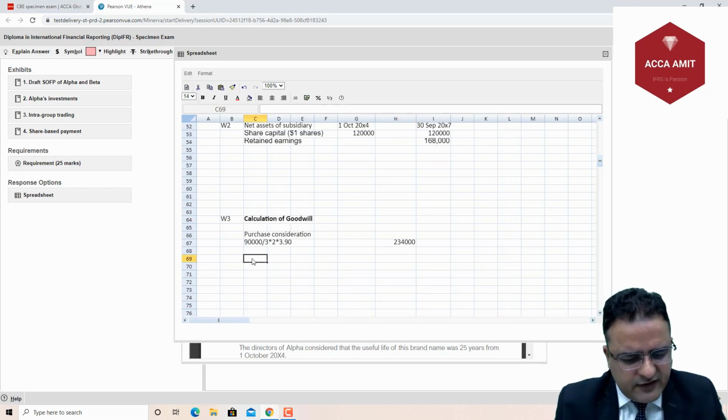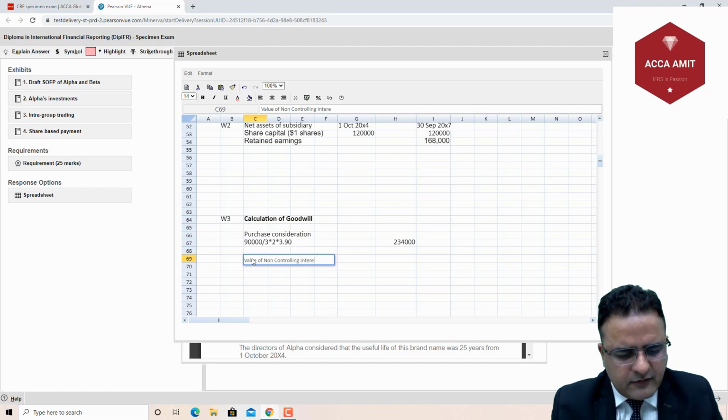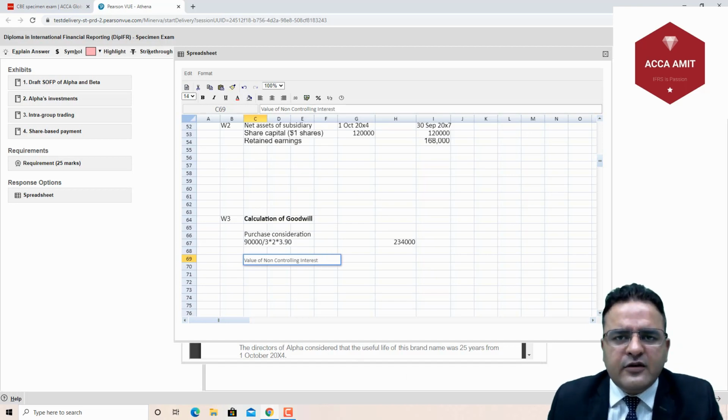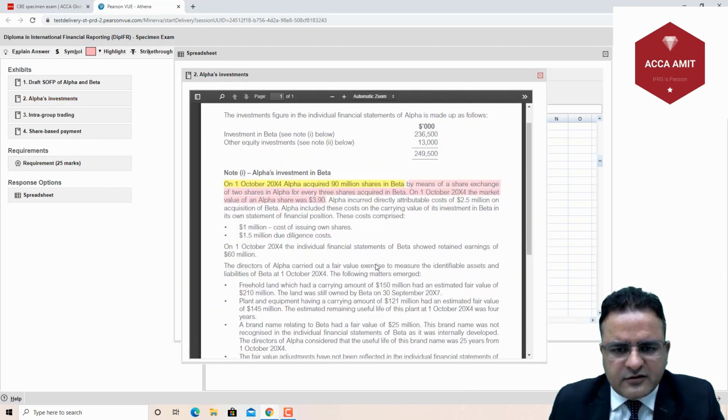Then we'll need value of NCI. Value of NCI here is non-controlling interest. The second question we need to ask is whether this non-controlling interest is valued on fair value basis or on proportionate basis. Just quickly scan.